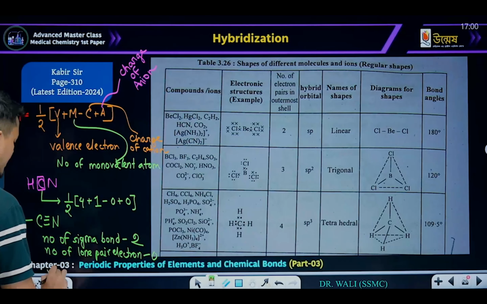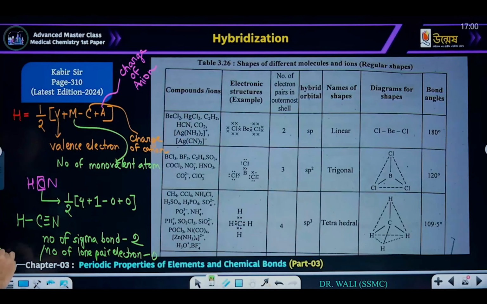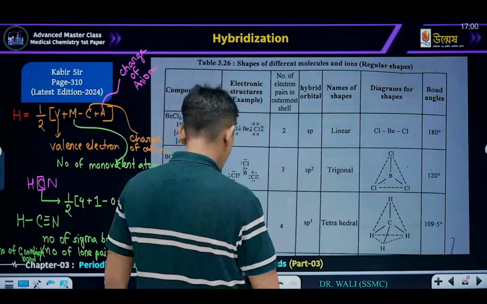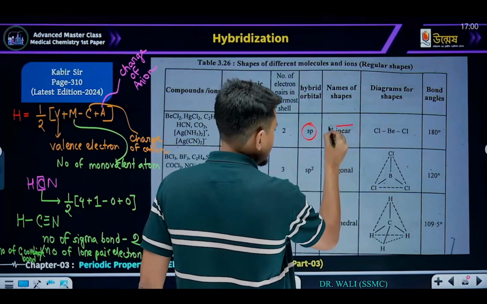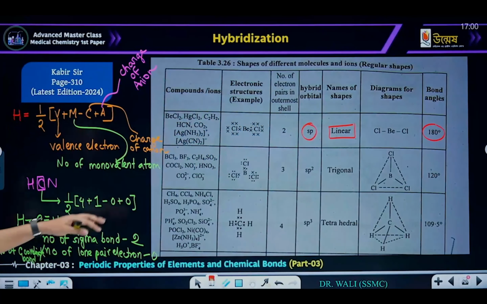Lastly, you have to find out number of coordinate bond, if there is any. There is no coordinate bond, which is also 0. So if number of hybrid orbital is 2, then the hybridization would be sp. And the structure would be linear, and the bond angle would be 180. Simple. Now, similarly, let's try sulfur trioxide.